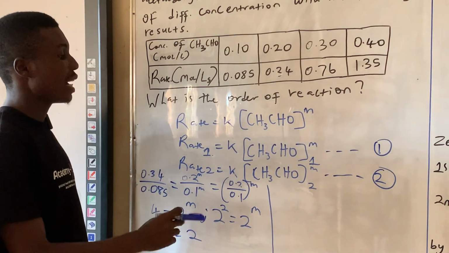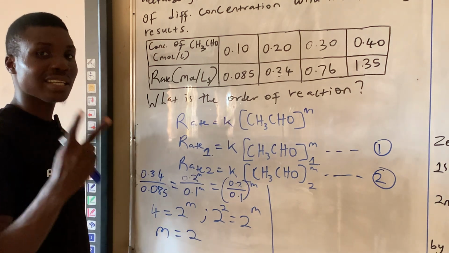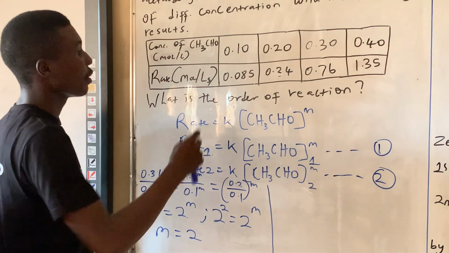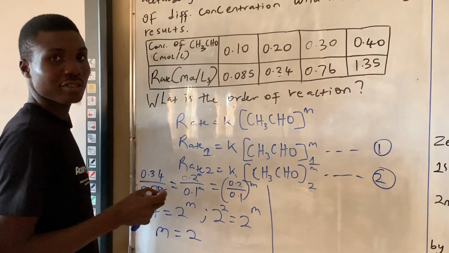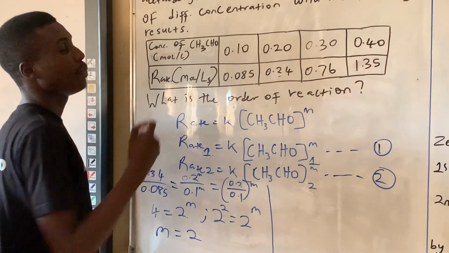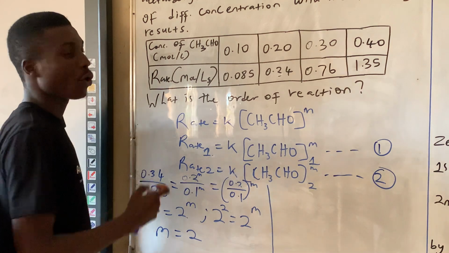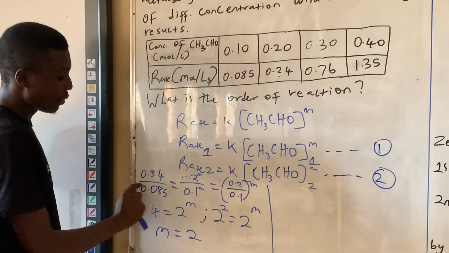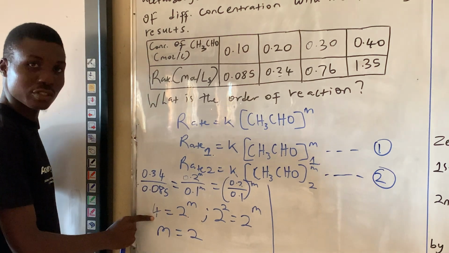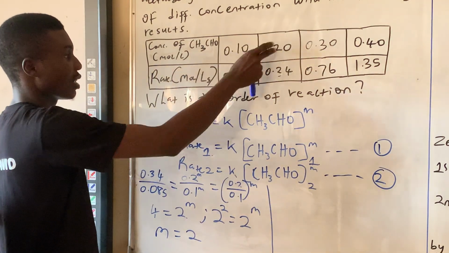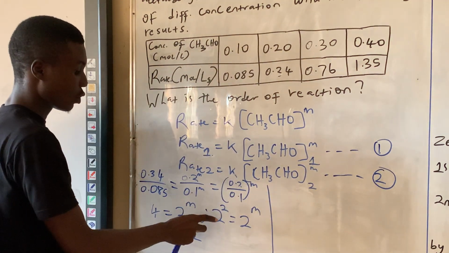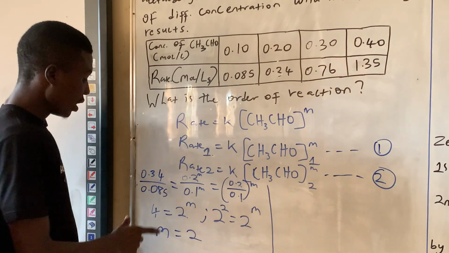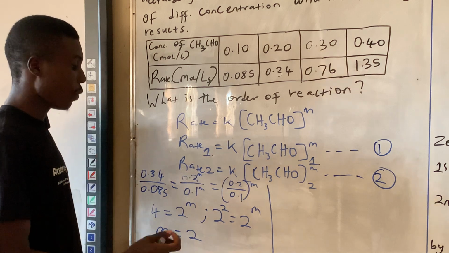It simply means that the order of reaction is a second order of reaction. And what does that simply mean? It simply means that for every doubling of concentration, there's a quadrupling of the rate of reaction. We have already seen what I mean by the quadruple. 0.34 divided by 0.084 gave us 4. Meanwhile, the concentration 0.2 divided by 0.1 gave us 2, showing that for every doubling of the concentration, there's a quadrupling of the rate of reaction.